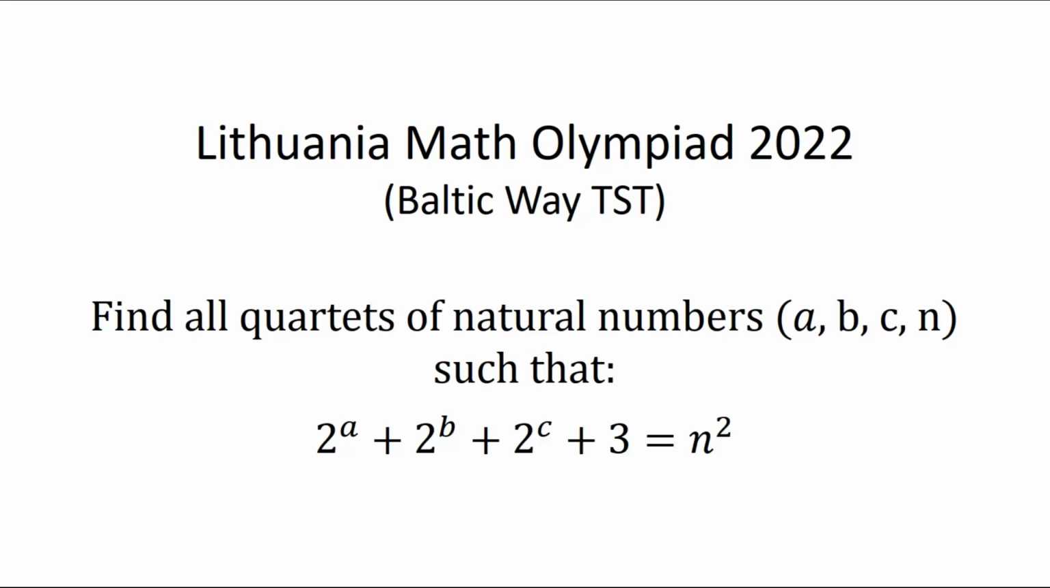So please bear with me during the calculations of this problem. We have to find all quartets of natural numbers a, b, c, and n such that 2 to the power a plus 2 to the power b plus 2 to the power c plus 3 is equal to n squared.